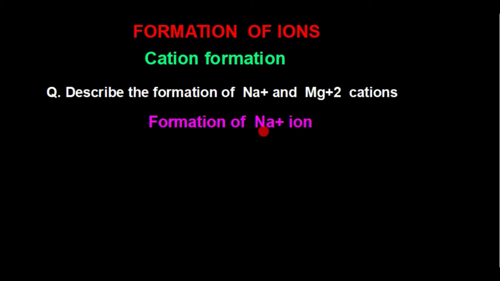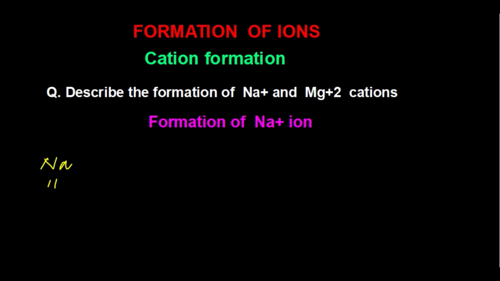We know sodium is a member of group 1A of the periodic table. The members of group 1A are known as alkali metals. The atomic number of sodium is 11. So we will write the electronic configuration of sodium and then we will see how sodium cation is formed.